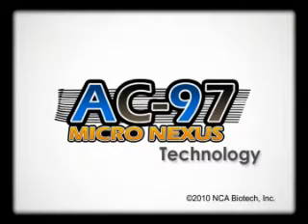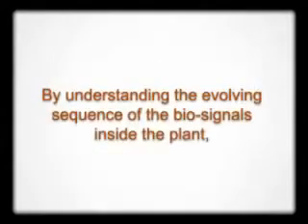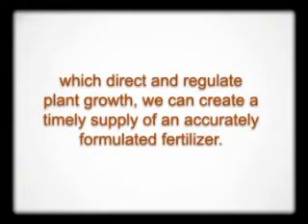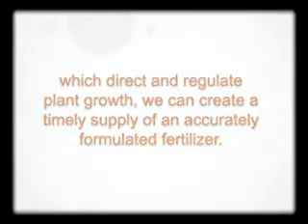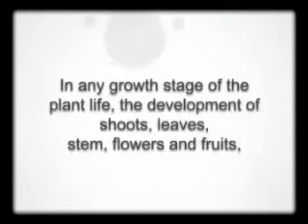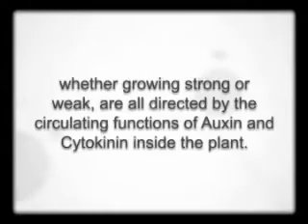AC97 Micro-Nexus technology. By understanding the evolving sequence of the biosignals inside the plant, which direct and regulate plant growth, we can create a timely supply of an accurately formulated fertilizer. In any growth stage of the plant life, the development of shoots, leaves, stem, flowers, and fruits, whether growing strong or weak, are all directed by the circulating functions of auxin and cytokinin inside the plant.